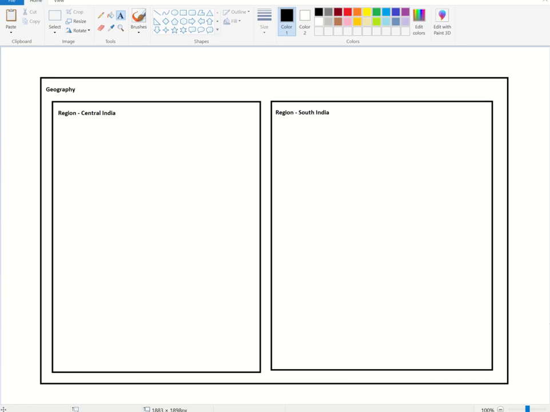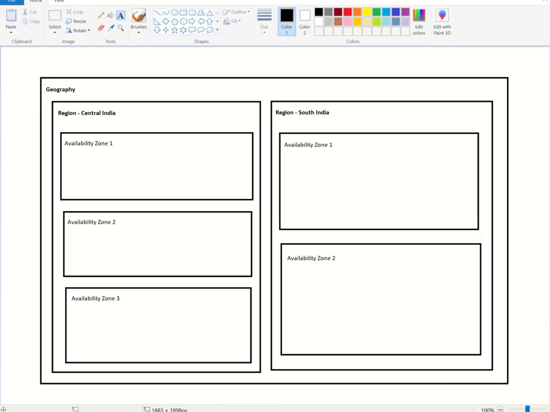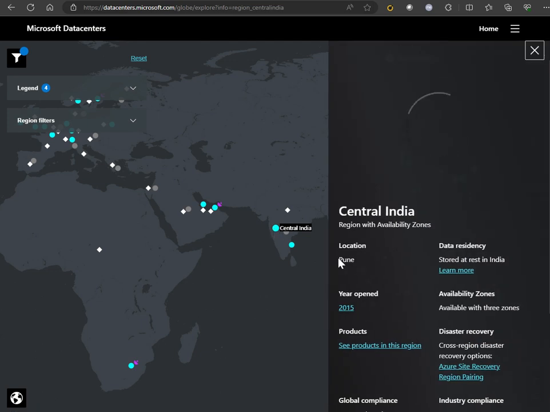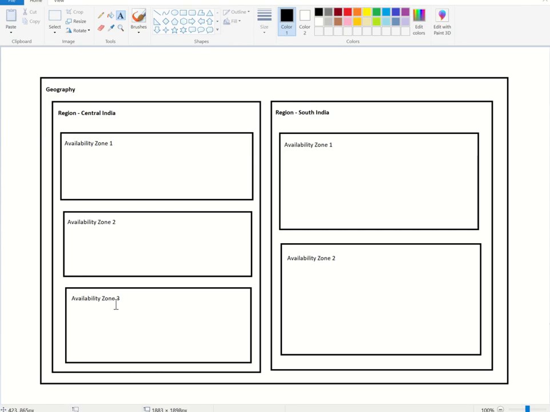Let me draw this quickly. As I explained, we started with geography. The geography has been divided into regions like Central India and South India. Now, in Central India, that is the city of Pune as per this document, this map over here. It is located in Pune. In Pune city, how are these availability zones set up?